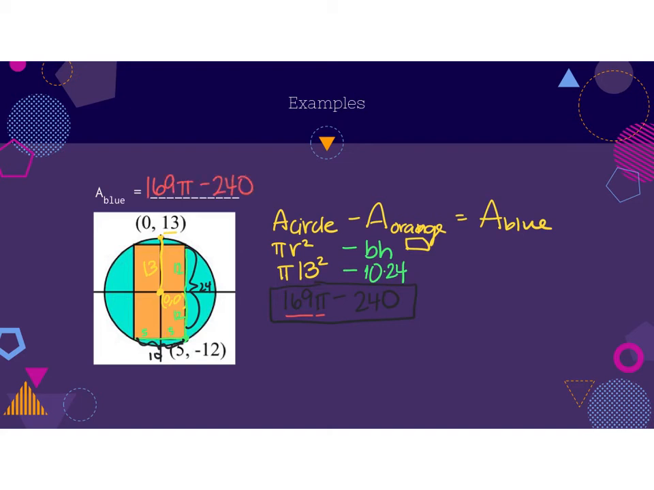Leave it like that. You could always check in a calculator just to make sure if that makes you feel better, but this is the final answer.